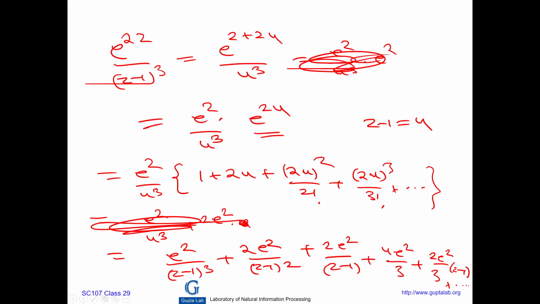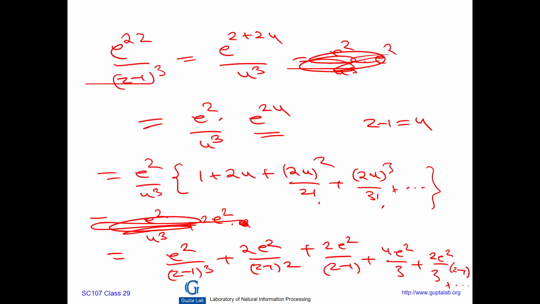So now you can see that just by making this substitution z minus 1 is equal to u, I have found a series which is around z is equal to 1. So what is the singularity here? It is a pole. What is the highest order? 3. So it's a pole of order 3.